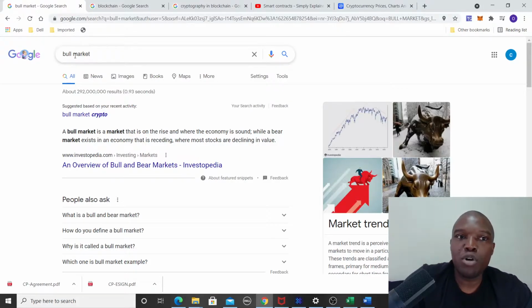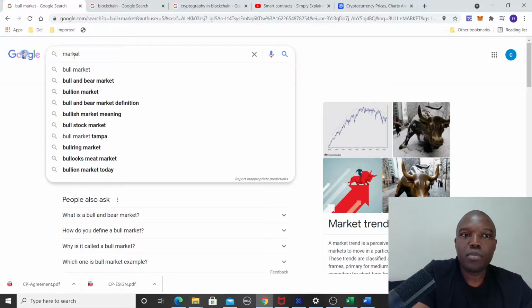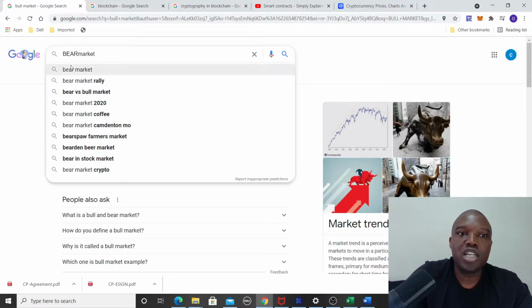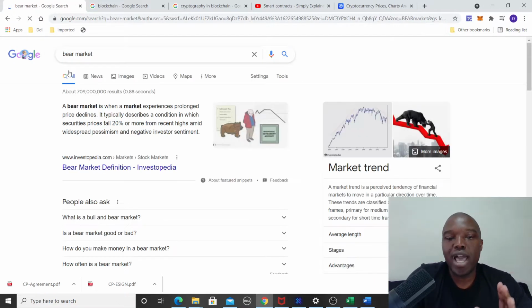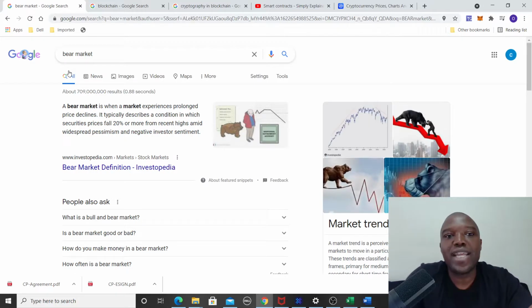So next, besides the bull market, is the bear market. The bear market is basically when crypto has had its peak and now it's coming back down. Typically, it says here, a bear market is when a market experiences prolonged price declines. It typically describes a condition in which securities prices fall 20% or more from recent highs amid widespread pessimism and negative investor sentiment. That's why some people think it's a bear market right now, because we had a 50% decline. This example is showing 20%.